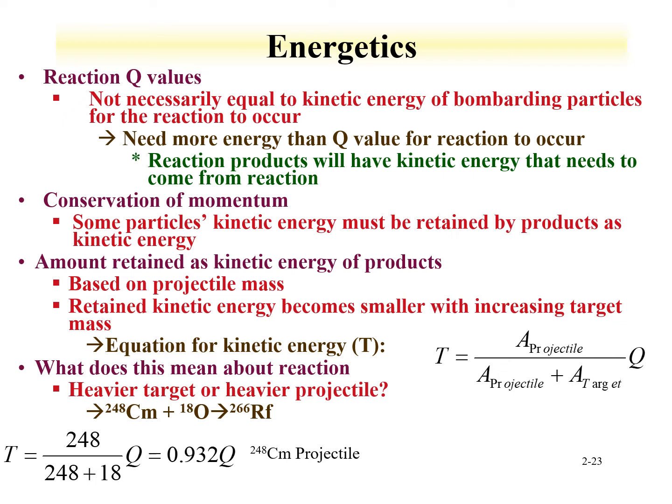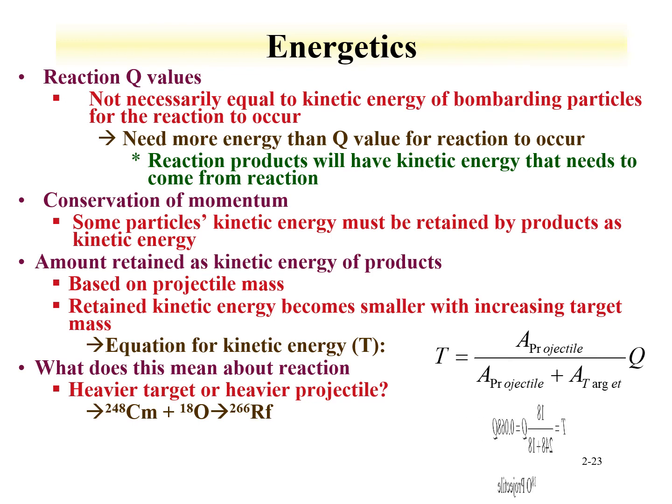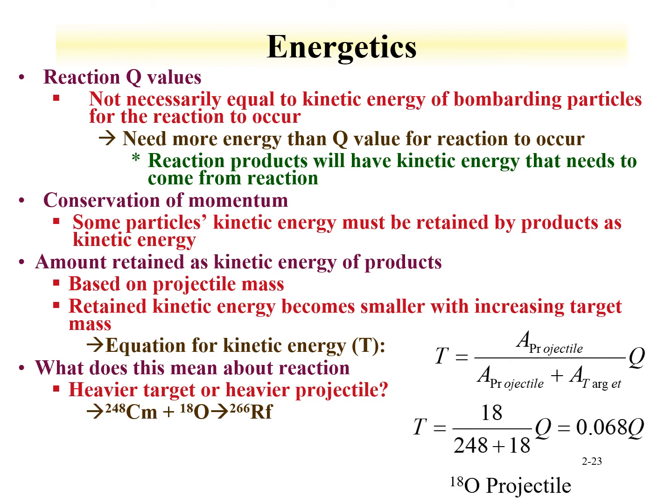We see this because it's equal to 248 divided by the sum of 248 plus 18. Now if we go the other route, which is actually done experimentally, where we accelerate oxygen into curium, we wind up with the kinetic energy being only a smaller fraction of the Q value. This is one reason why you often accelerate the light particle into the heavier target.